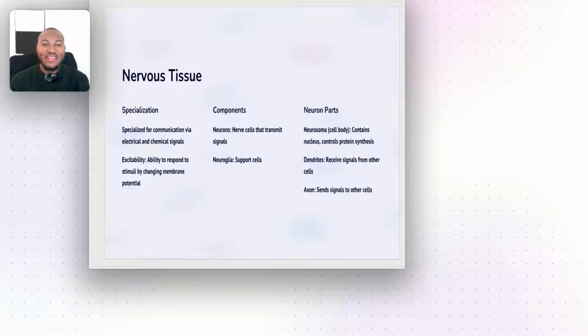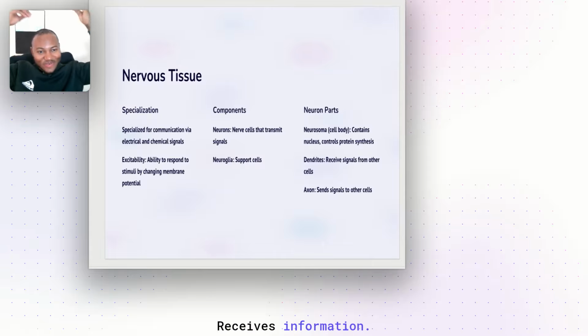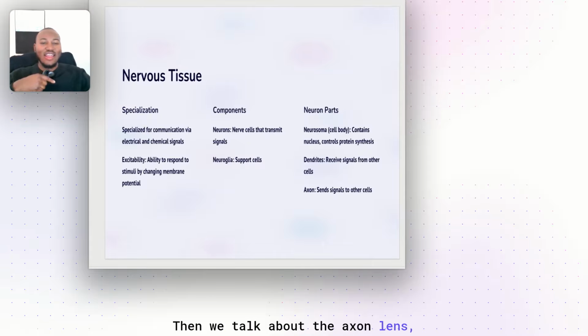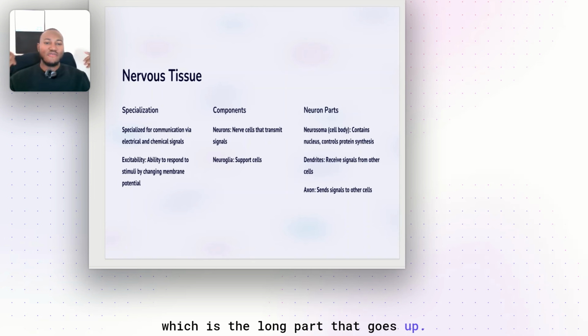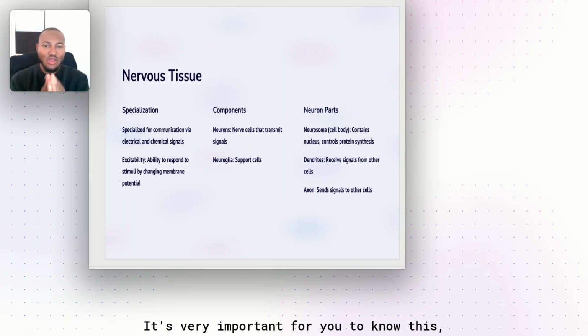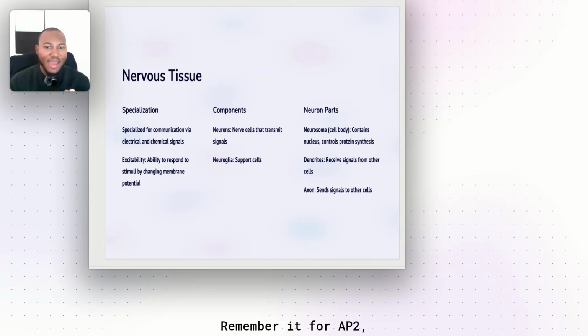Then you talk about the dendrites. These dendrites are like the hair. They receive information. Then we talk about the axon, which is the long part that goes off. That one sends information to other cells. It's very, very important for you to know this, right? I want you to Google it, look at the diagram, remember it.